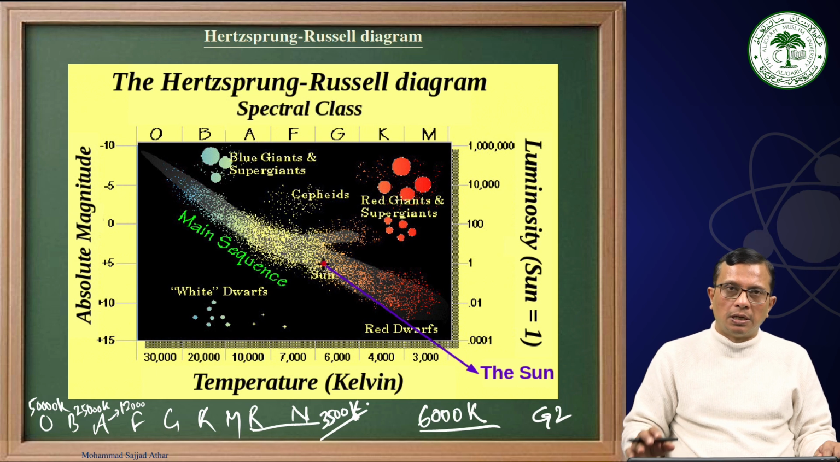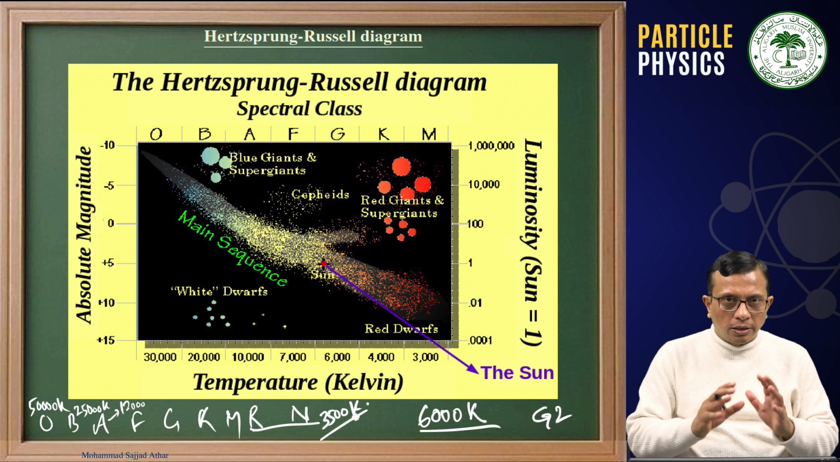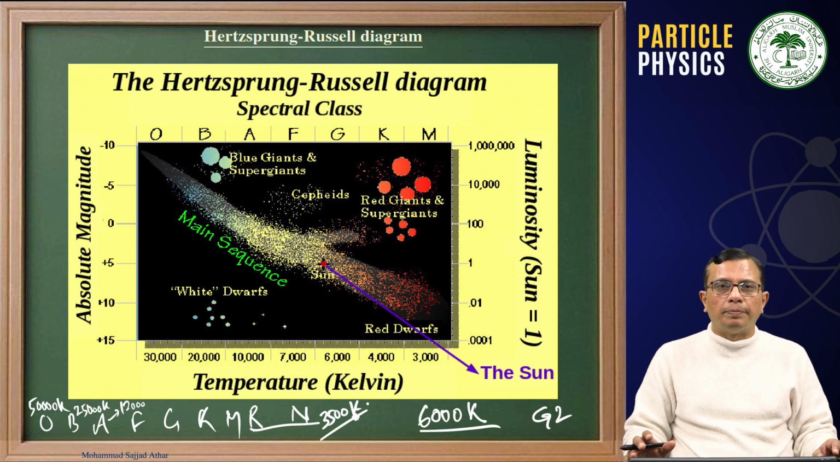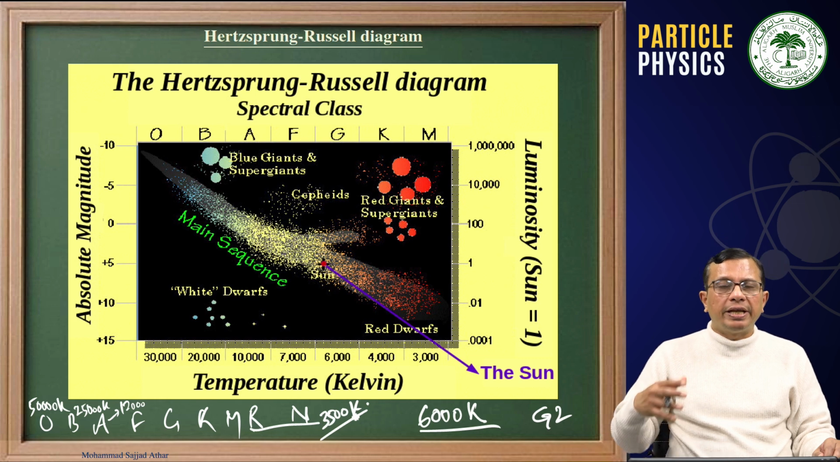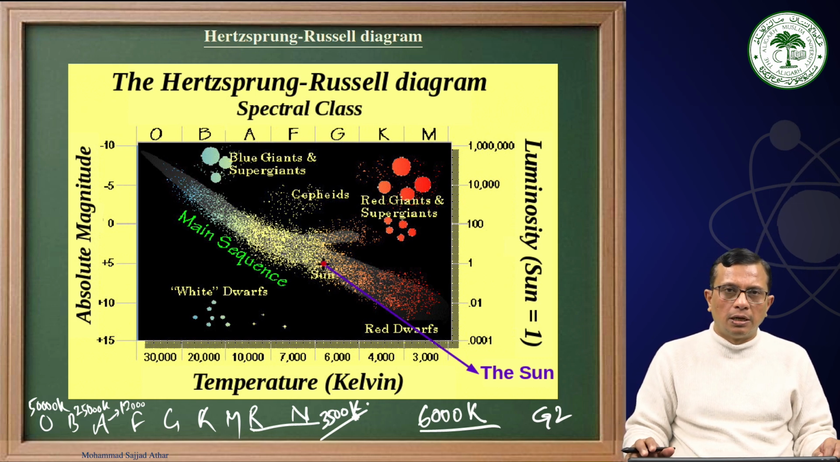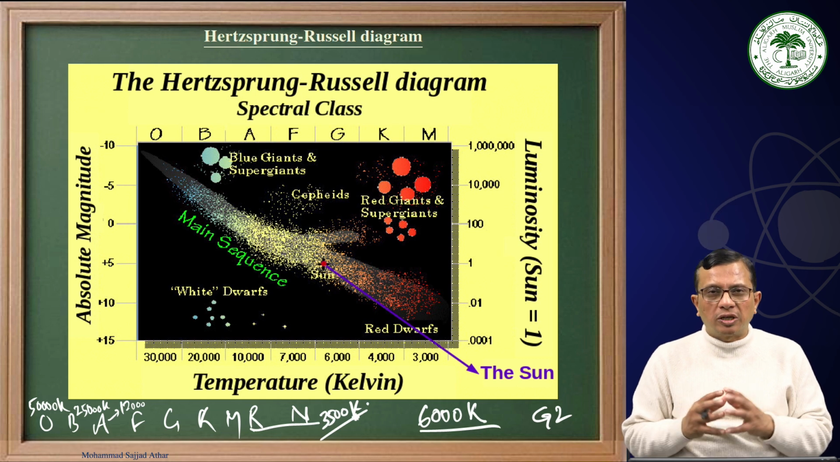And then what happens? Once the proton fusion reaction stops, then depending upon the mass of the star, we can have fusion of helium nuclei, carbon nuclei, or oxygen nuclei. Unfortunately, for stars like our sun, when proton fusion stops, the core of the star will further squeeze.